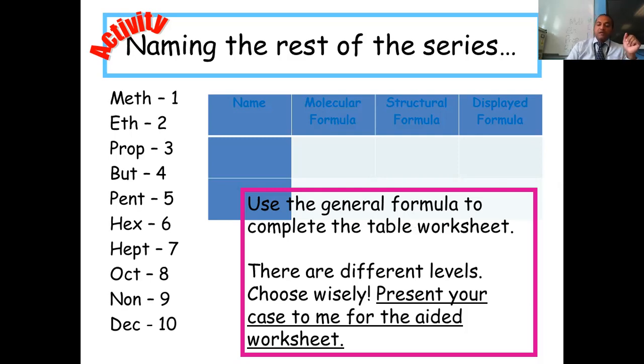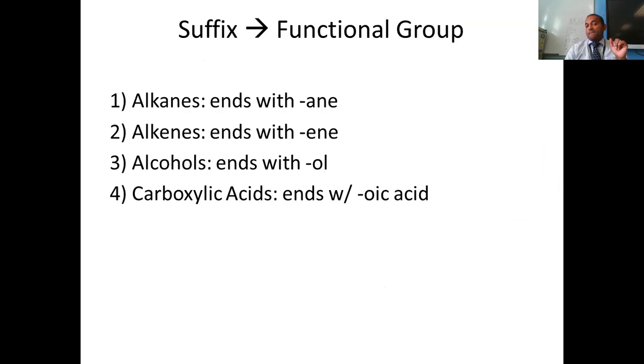Okay. Now, once we have learned the prefixes, next we're going to learn the suffix for the functional group. For alkane, it will end with "ane." So you can name it for all the alkanes, because with one carbon we name it methane. So just now this is methane.